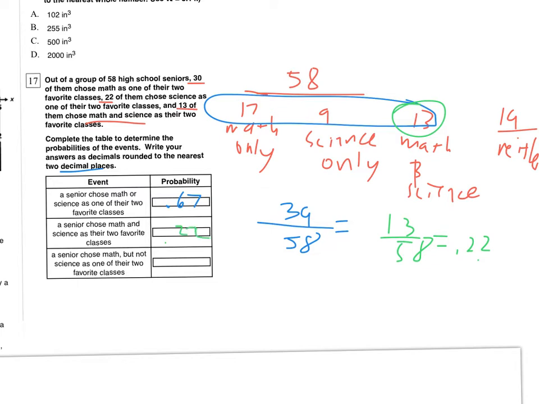All right, and then my next one, a senior chose math but not science. So that's only the math-only people. So 17 only, over 58. And that's going to be 0.29.